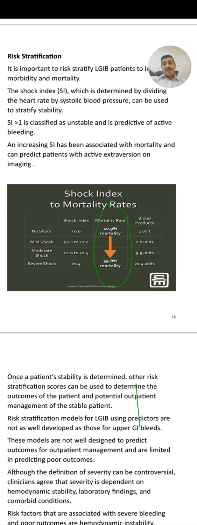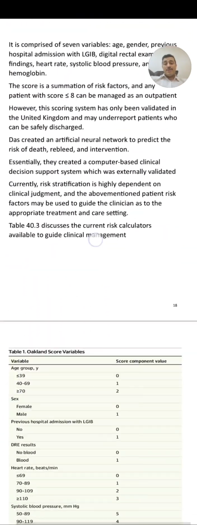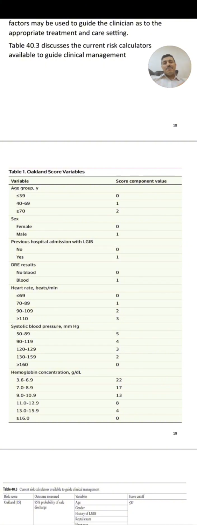If we look at the variables of the Oakland scoring system, to give you a hint of how important it is, if the Oakland score is less than 8, we can manage the patient as an outpatient. These are the variables, and remembering them is worthwhile, as it is like remembering what I should ask the patient while taking a history, or at what point I should concentrate. First of all, we see these variables.